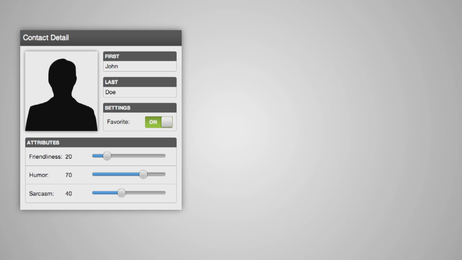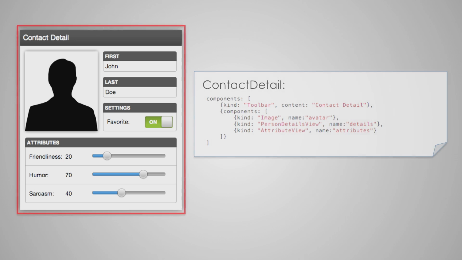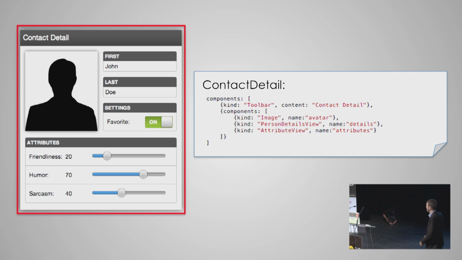So again, I want to break this down real quick so you can see the elegance and the beauty of what's going on here. So at this contact detail view, we may be composing this out of 4 different components. Say the toolbar at the top, the image on the left, that chunk of stuff over there, we called it a person detail view, and the attribute view. So in the definition of our contact detail view, it may contain this representation of the components.